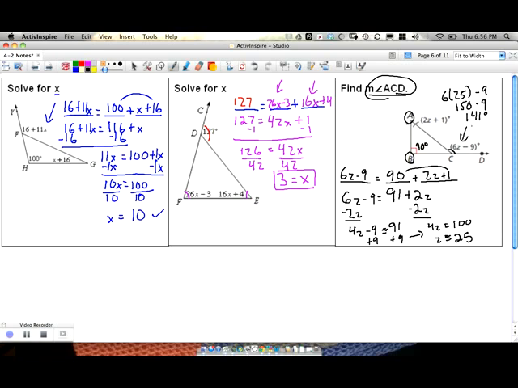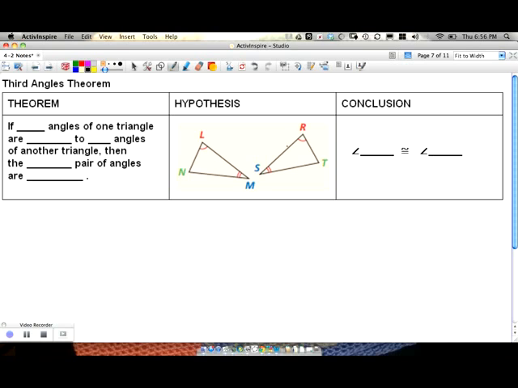Now we're going to be talking about third angles. Third angles. That just really means the third one here and here. If we know the first two, then what do we know about the third? Well, let's fill this in right here. If two angles of one triangle are congruent to two angles of another triangle, then the third pair of angles are also congruent.